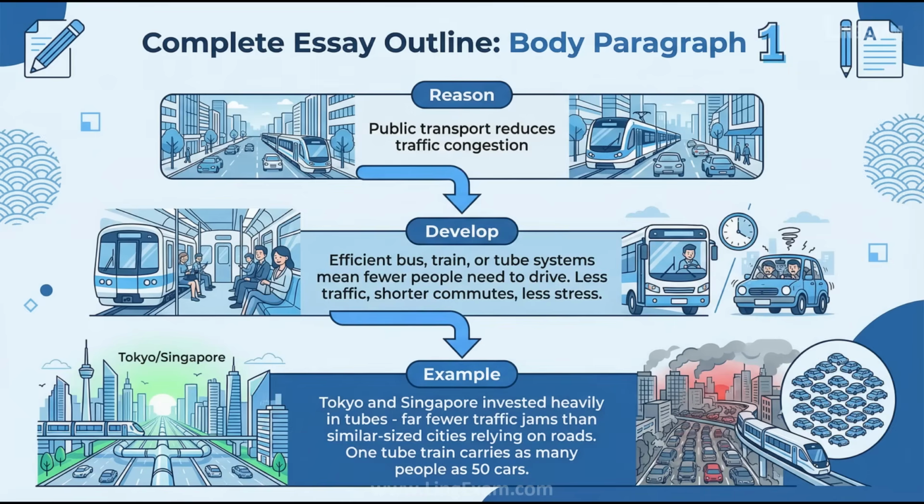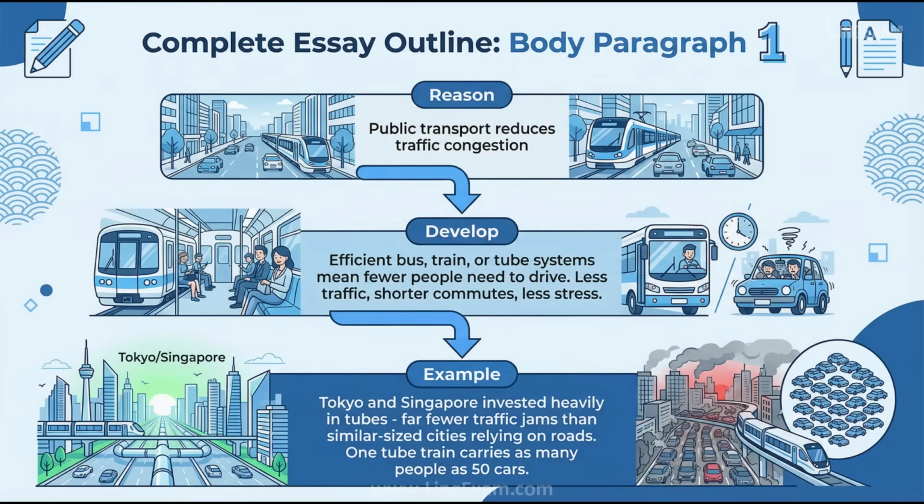In your first body paragraph, you would present your first reason. You might say that public transport reduces traffic congestion. Then you develop this idea by explaining that when cities have efficient bus, train, or subway systems, fewer people need to drive their own cars. This means less traffic on the roads, shorter commute times, and less stress for everyone.